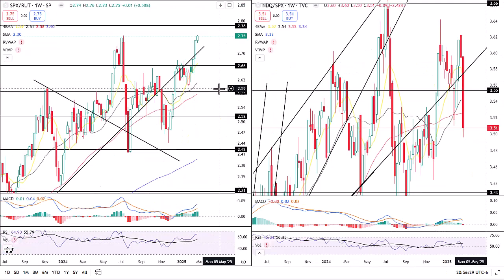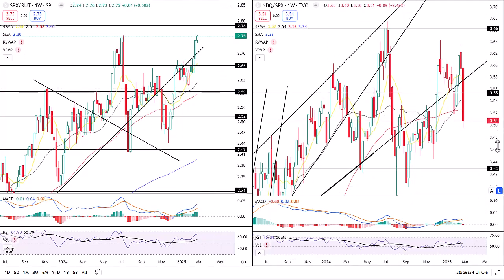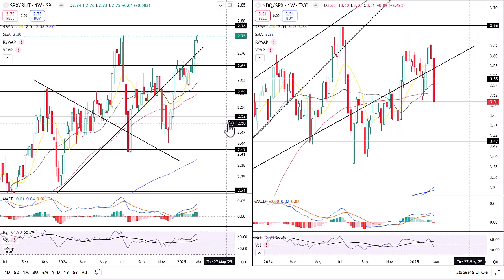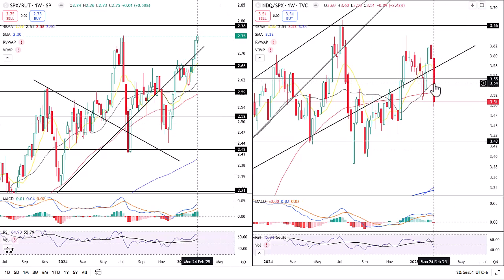Moving over to the ratios, the SPY Russell was positive. The NASDAQ SPY very, very negative. Absolutely not what you wanted to see there. So overall, the SPY continues to be the best place to be. Even though it was down on the week, it was the best of the big three. Look at this huge down candle on the SPY NASDAQ.